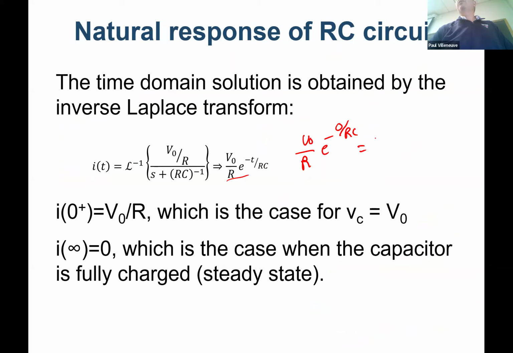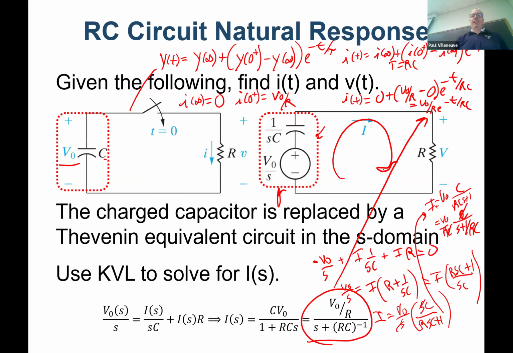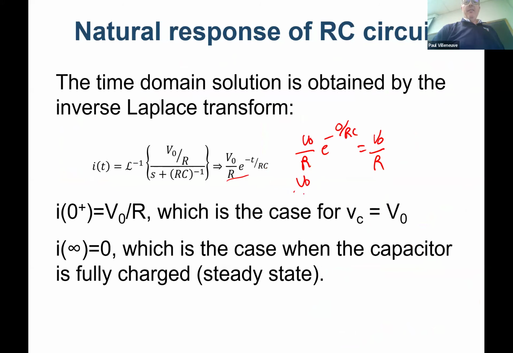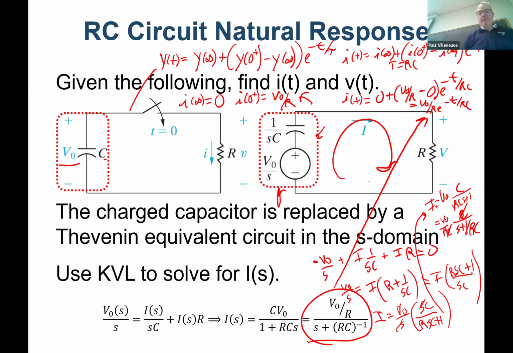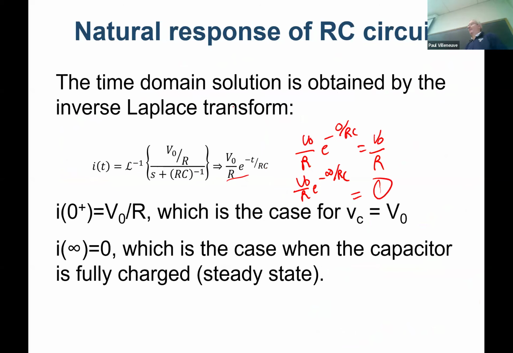e to the minus 0 is equal to? Yeah, e to the minus 0 over RC is just 1. So you end up with V out over R, which is what we said when we did it right here. How about e to the minus infinity over RC? What do we get? 0. Isn't that what we said right here? So we got the same equation, and we also double-check our work.